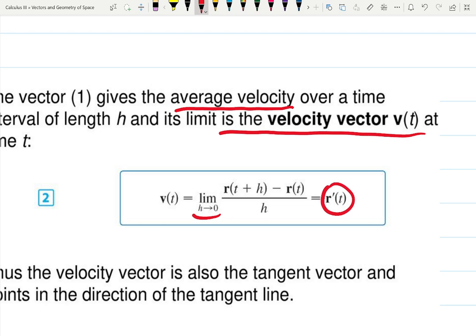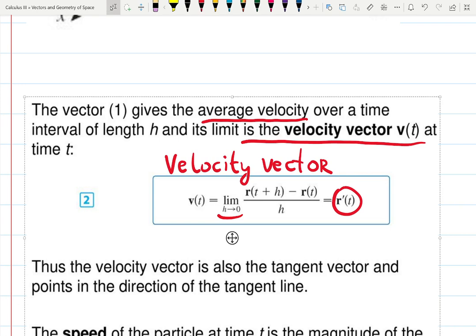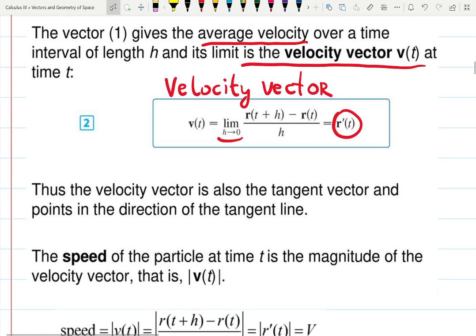Let's call it the velocity vector. This is how we're defining velocity. Thus, the velocity vector is also a tangent vector and points in the direction of the tangent line. So the speed is tangent. It exactly matches calculus one material.